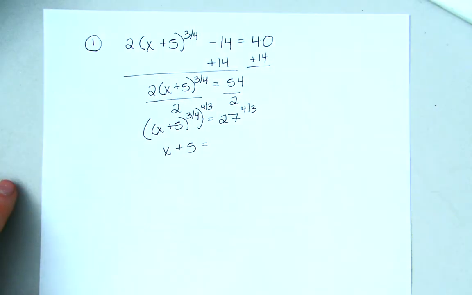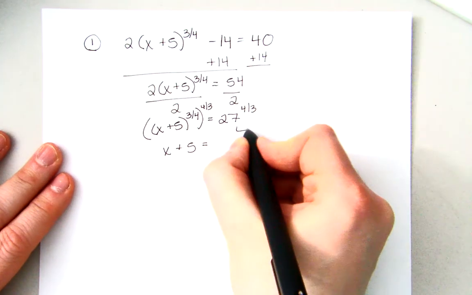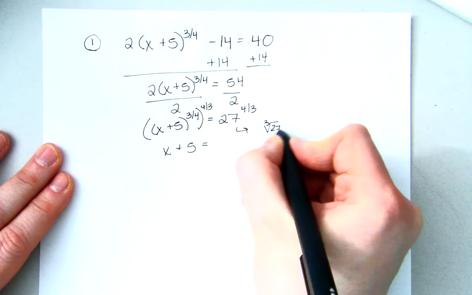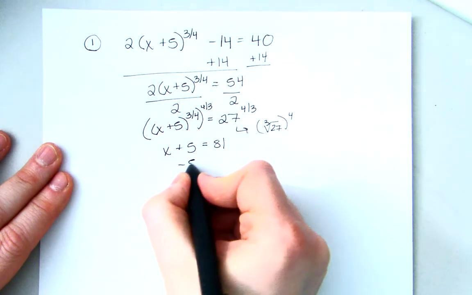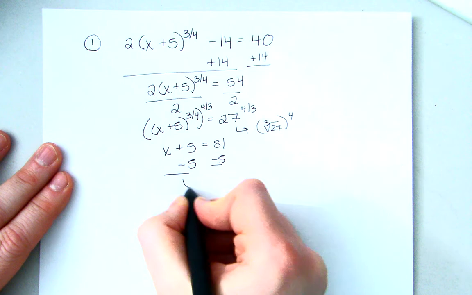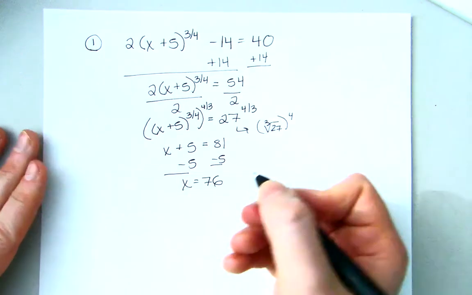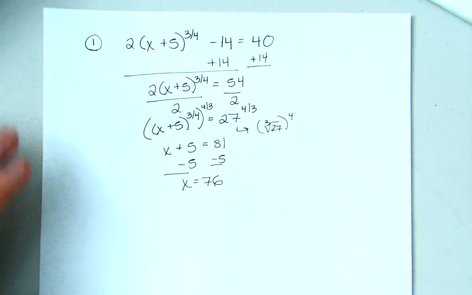On the right side, what am I going to do? 81, the cube root of 27, if you need to write that out, and then we're going to raise that to the 4th. We'll get 81. Subtract 5 from both sides. We should have 76. And then just go do the plugging and check.